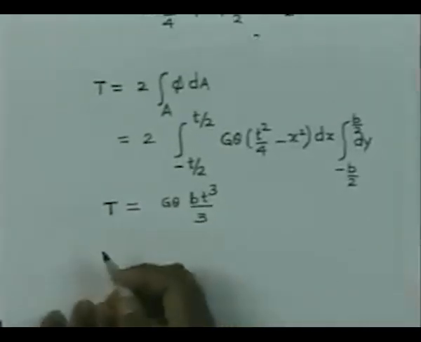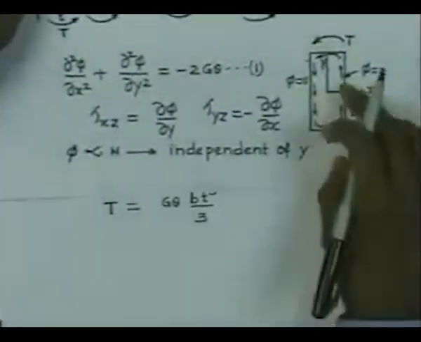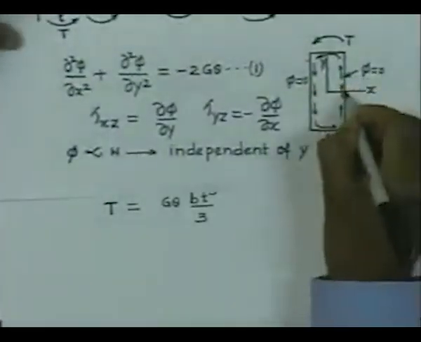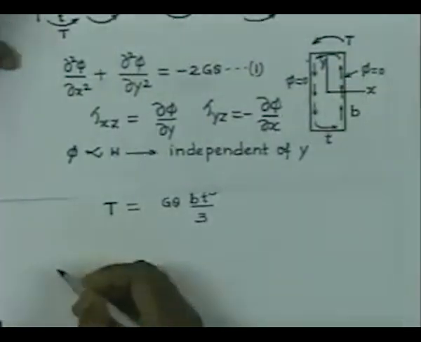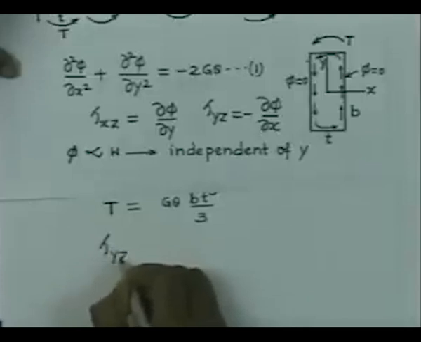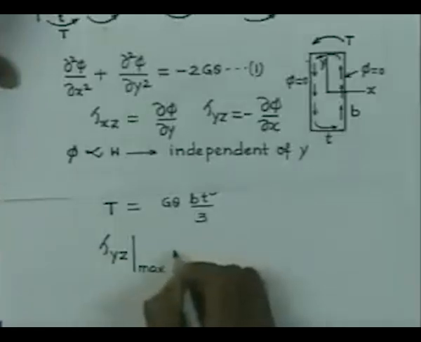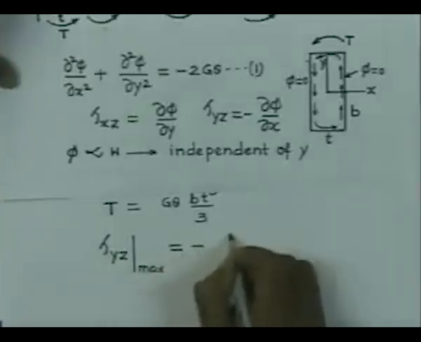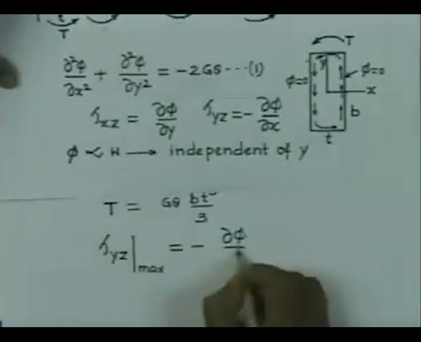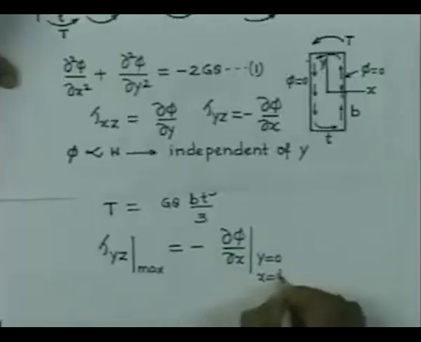Now, let us calculate the stress at this point, at the intersection of the x axis with the right boundary. That stress is nothing but tau yz, and it is going to be the maximum stress. So, tau yz is nothing but delta phi delta x at the point y equal to 0, x is equal to t by 2.